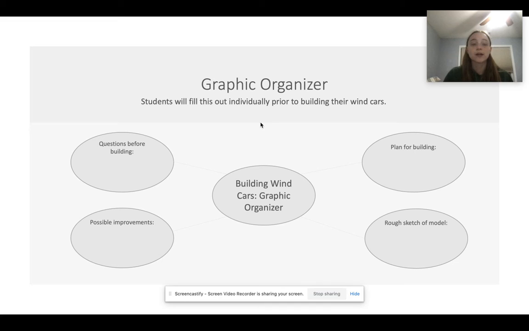So for the graphic organizer, I would have students write down any questions they have before building, their plan for building, like what materials they want to use and how they're going to use them, and then I would have them do a rough sketch of how they would use the materials and how it would look in the end, and maybe some possible improvements as well to make their wind car better.